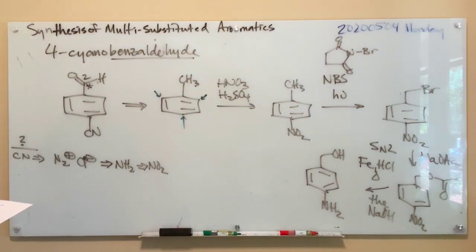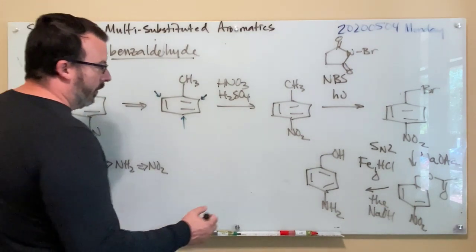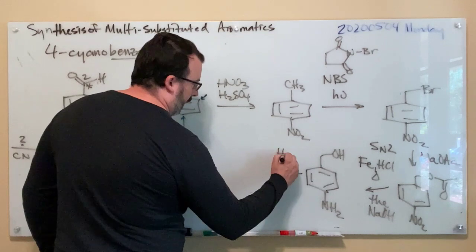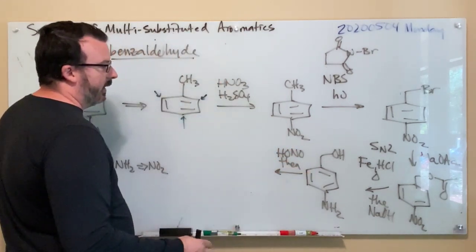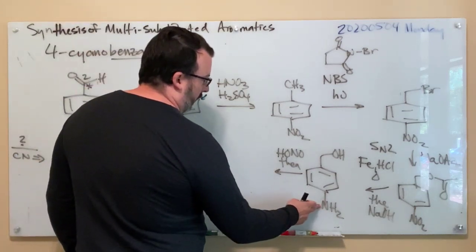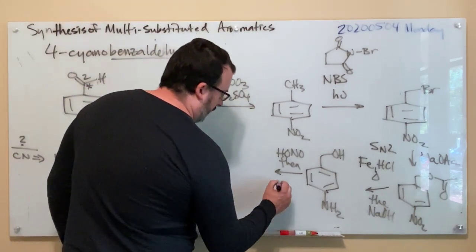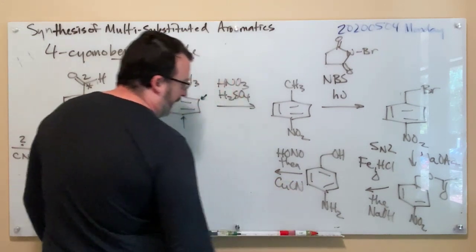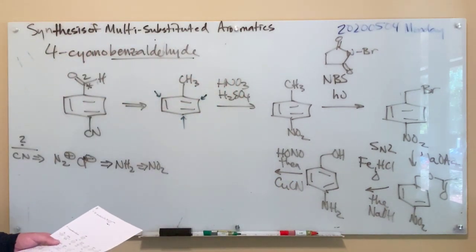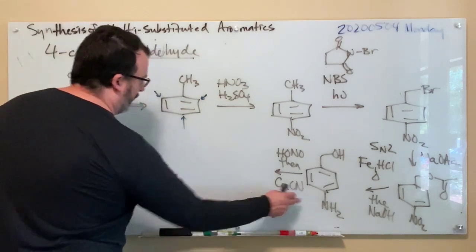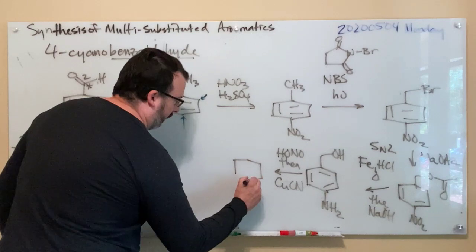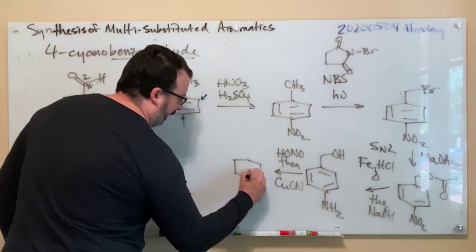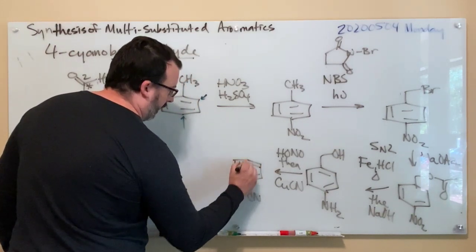So we're at this position now. We can go ahead and treat with, I'm going to condense this sort of into 2 things here. Nitrous acid transforms that into the diazonium. Then we can treat that with copper cyanide to do that displacement of the diazonium to get our cyanide at the 4 position.